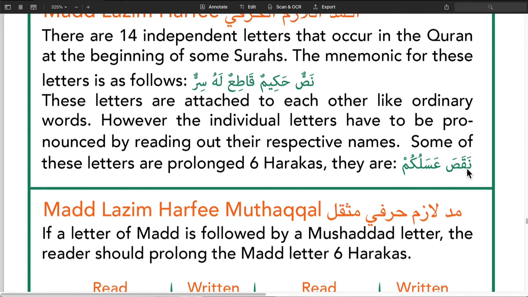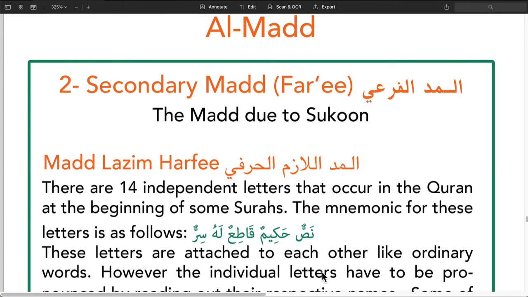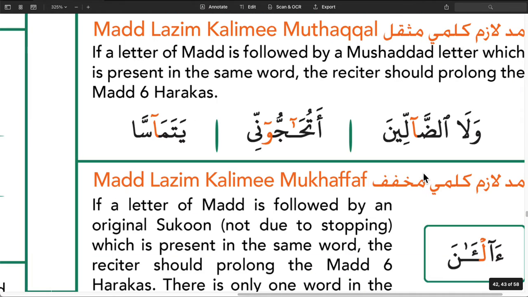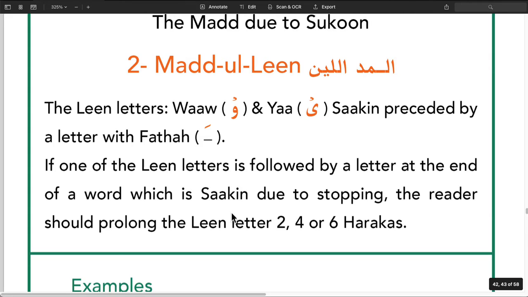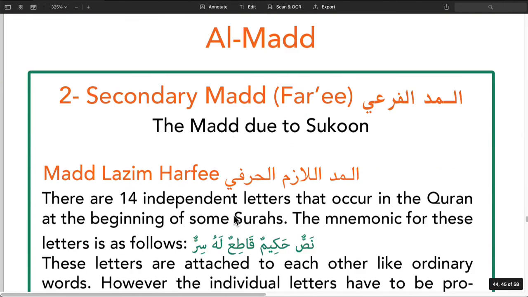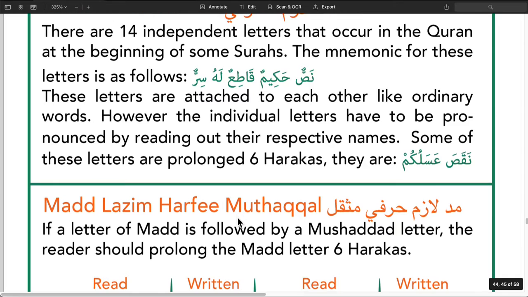So noon is prolonged, qaf, sad, ain, sin, lam, kaf, mim. Inside the Mus'haf you will see the sign of mad lazim. Remember that little bird for the mad lazim sign. Let's go up here. This is always mad lazim. Even if you don't know the category, you just say blindly, this is mad lazim. For the subcategories, we need time to memorize them, right? Just point out the mad lazim, just that sign.